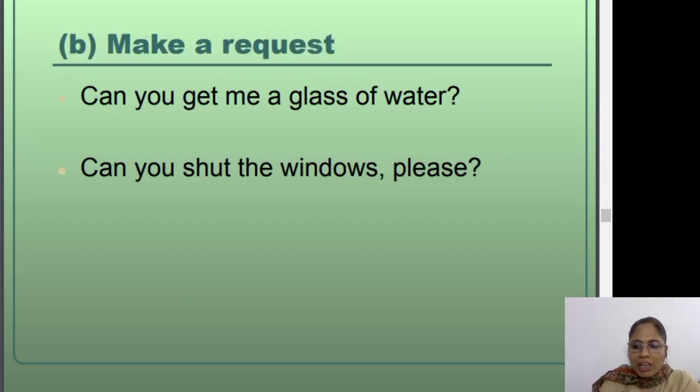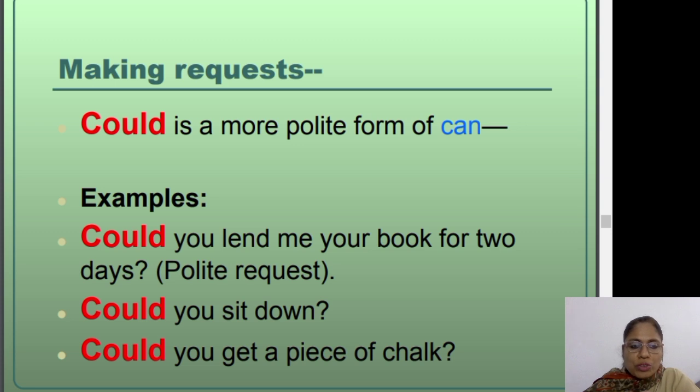I can use can to make a request. Can you get me a glass of water? Can you shut the windows, please? I can use could also to make requests, but could is just a more polite form of can. For example, could you lend me your book for 2 days? It's a polite request. Could you sit down? Could you give me a piece of chalk?